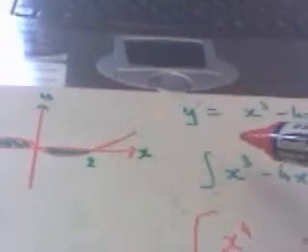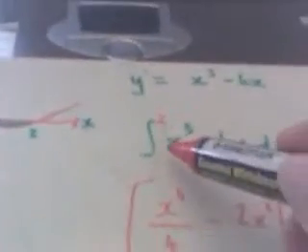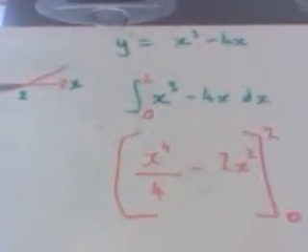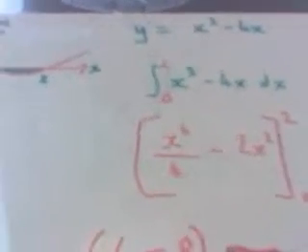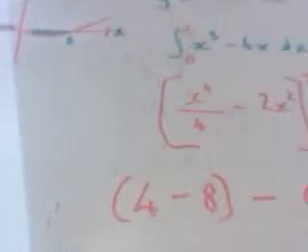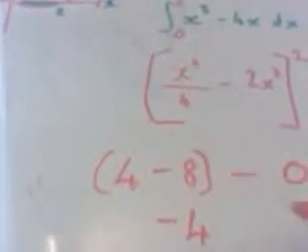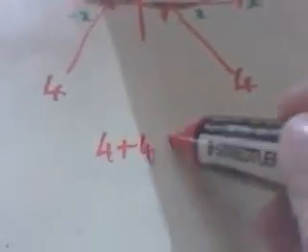So for our second part, we're going to integrate between 2 and 0. So this time we have 4 subtract 8, take 0. 4 take 8 is negative 4. Now don't forget, we're not going to have a negative amount of square units, so it's just 4 square units. So we had 4 square units here, we had 4 there, making a total of 8 square units.